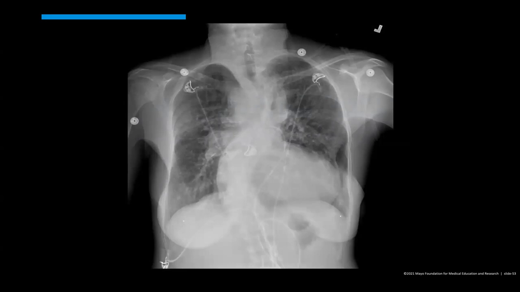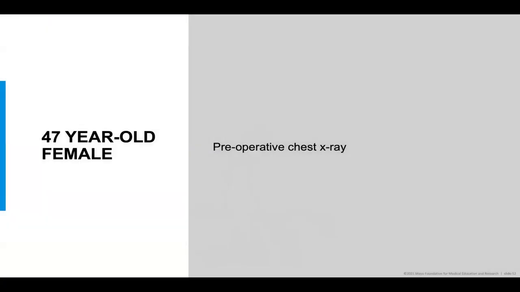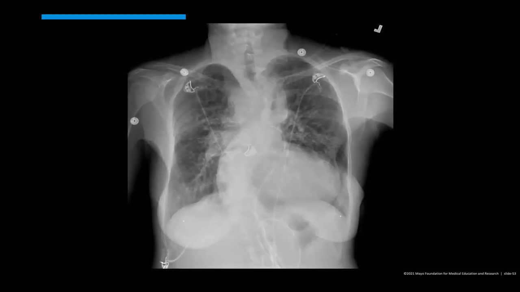So this is a pre-op chest x-ray in a 47-year-old woman. She's going to be undergoing some orthopedic surgery procedure, and she had this pre-op chest x-ray. I'll let you all look at it for a little bit.